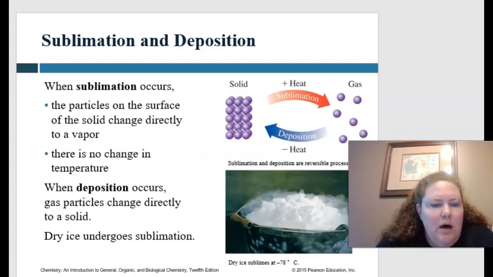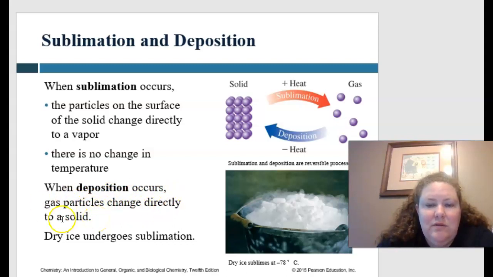We have a couple other terminologies, and I guess these would be great for flashcards as well. We have sublimation and deposition. So when sublimation occurs, the particles on the surface of the solid change directly to vapor, and there's no change in temperature. Whereas when deposition occurs, the gas particles change directly to a solid.